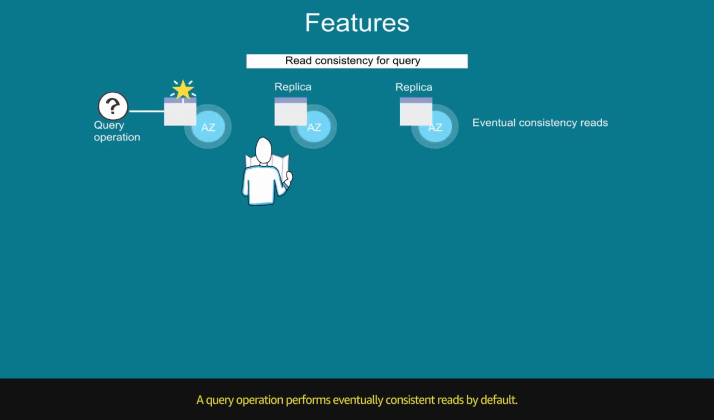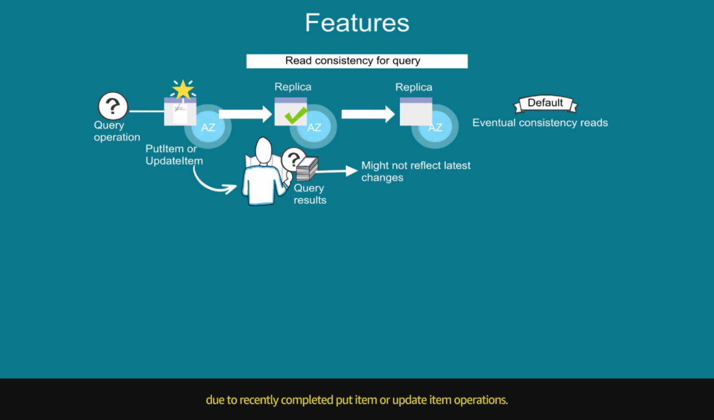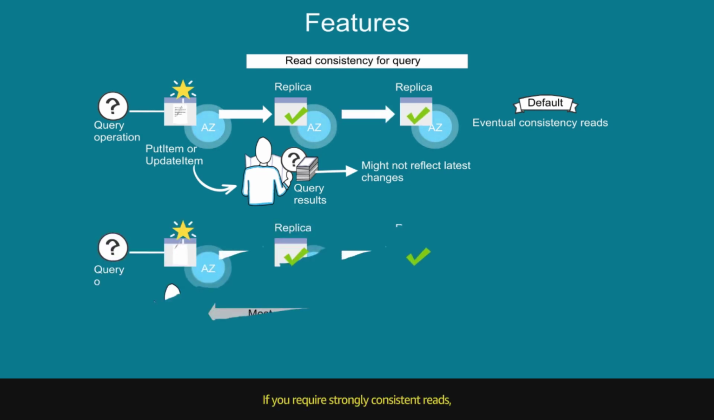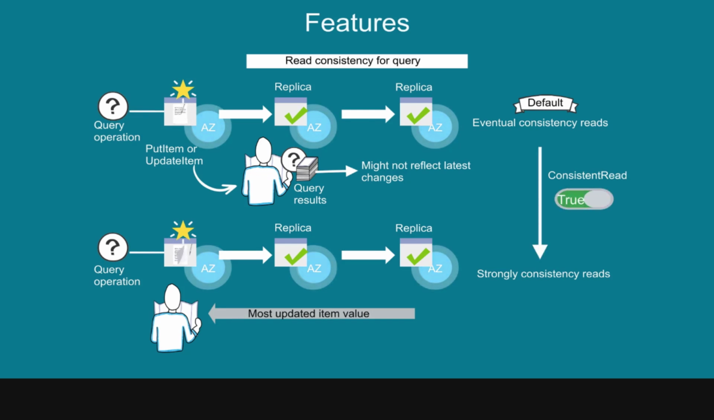Read consistency for query. A query operation performs eventually consistent reads by default. This means that the query results might not reflect the latest changes due to recently completed put item or update item operations. If you require strongly consistent reads, set the consistent read parameter to true in the query request.